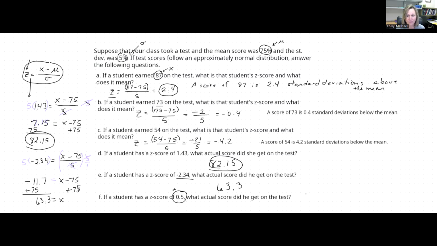So if our mean is 75, and we're going half a standard deviation above the mean, we're brilliant and we can impress people with our knowledge by saying that the score that person got on the exam was 77.5. If that doesn't work for you, go back and use the formula and I'm sure you will get it right. All right, let's go on to a couple more items in this section.